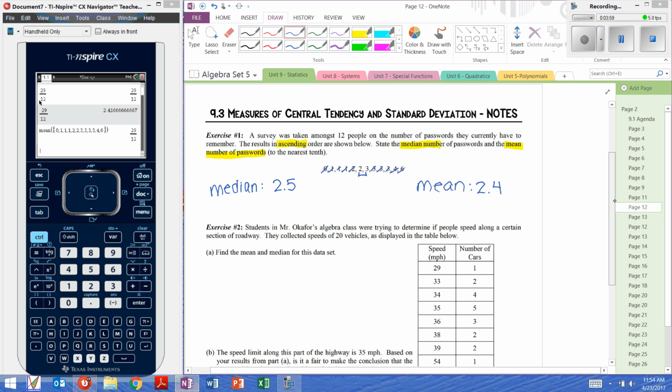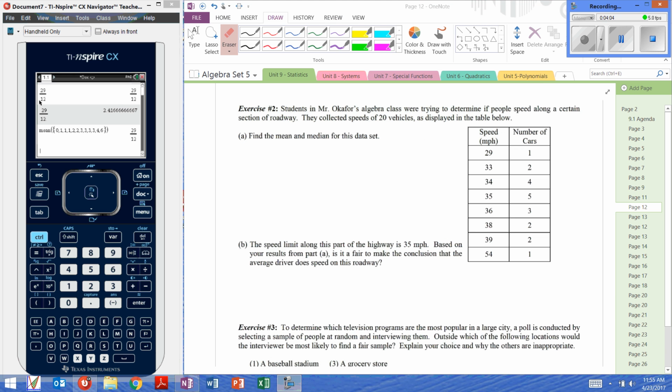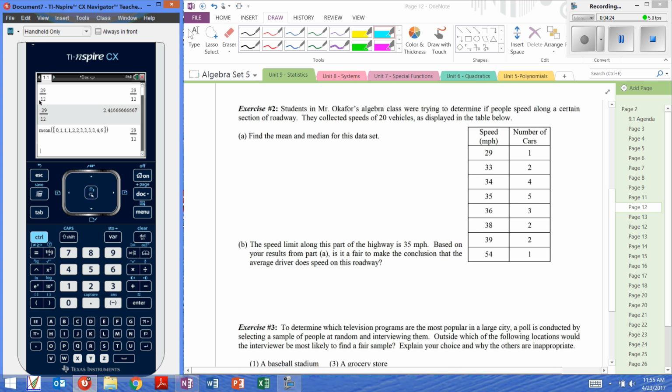All right, let's move down to exercise number 2. Students in Mrs. Oakfor's algebra class were trying to determine if people speed along a certain section of the roadway. And what they did was they collected the speed of 20 vehicles and put them in this table. Now you can see that there are not 20 different speeds because what they've done is recorded this in a frequency table. So there were 5 people, this is just an example, there were 5 people who went 35 miles per hour.